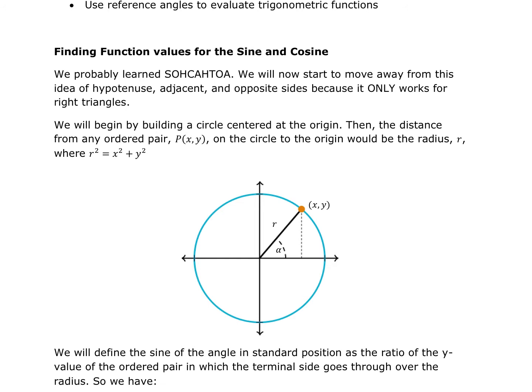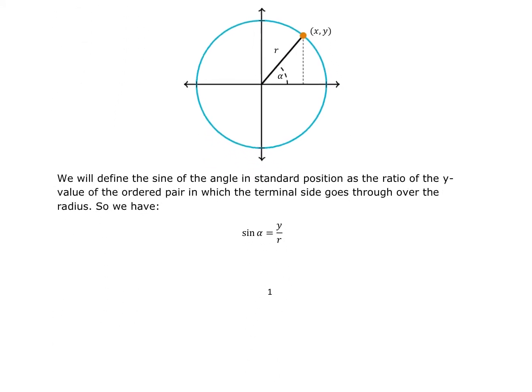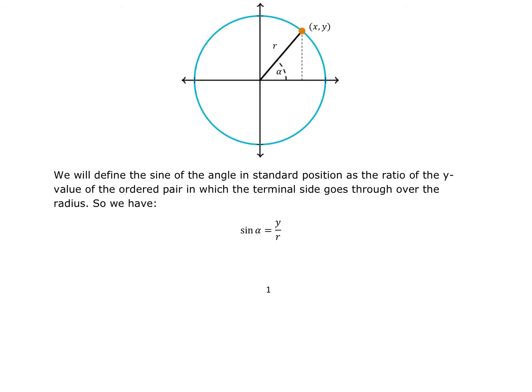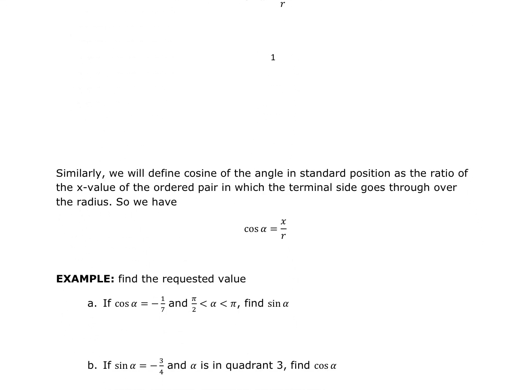Now, the angle that we are going to look at will be the angle in standard position whose terminal side goes through some ordered pair (x, y), which is, of course, on the circumference of the circle. The way that we're going to define sine now is still a ratio, but it's the ratio of the y value of that ordered pair divided by the radius. So sine of my angle alpha will be y over r. Similarly, cosine is the x value over r.